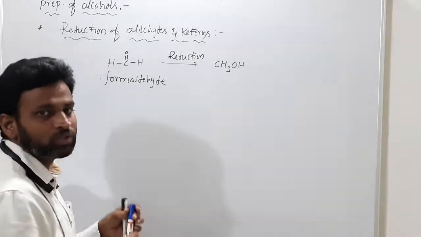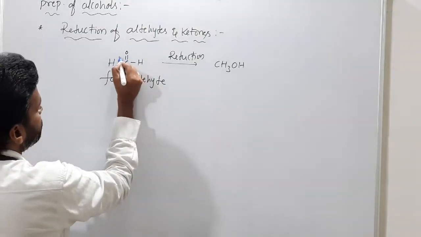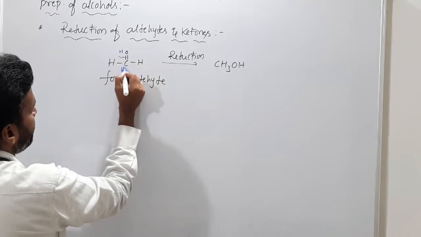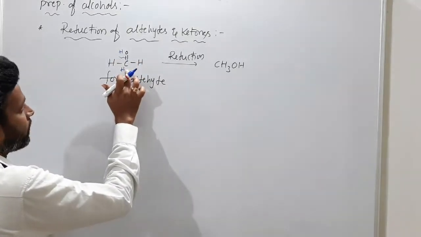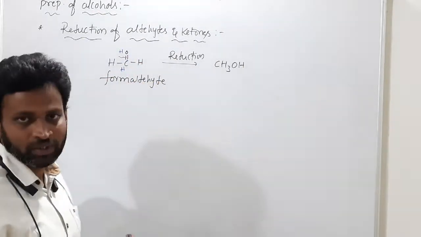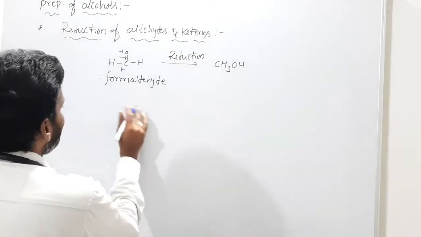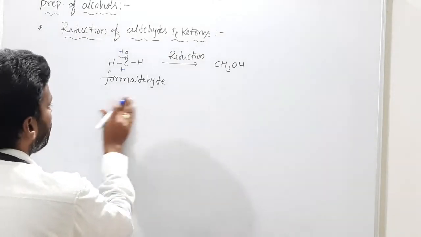So reduction means what? Addition of hydrogen. So what happens here if this bond breaks? Here hydrogen and here hydrogen. So here the bond is broken, here a single bond, and H here and H here, CH3OH. So that's called reduction, and reduction means addition of hydrogens, you know already.